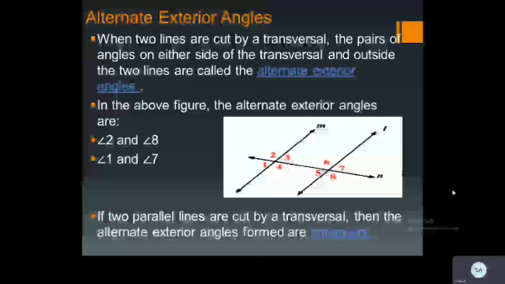Angle 2 is on the right hand side and upside of line M, and angle 8 is on the left hand side and downside of line L. Now angle 1 is outside line L and angle 7 is outside line M in transversal N. If two parallel lines are cut by a transversal, then the alternate exterior angles formed are congruent.